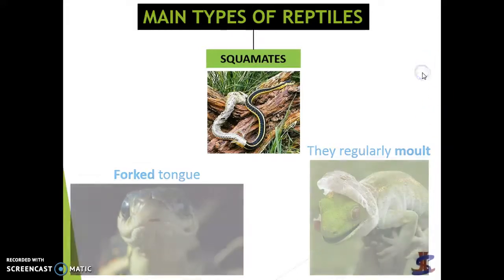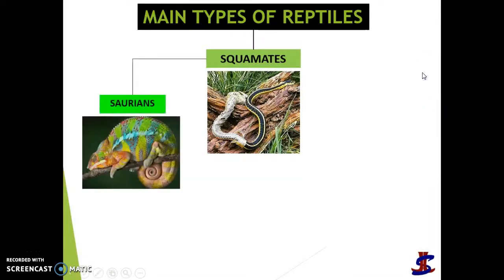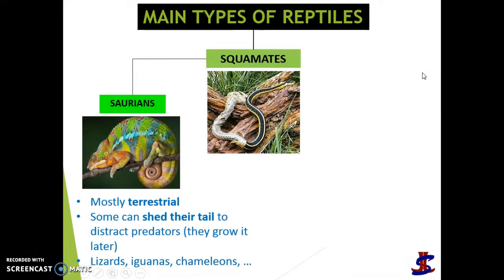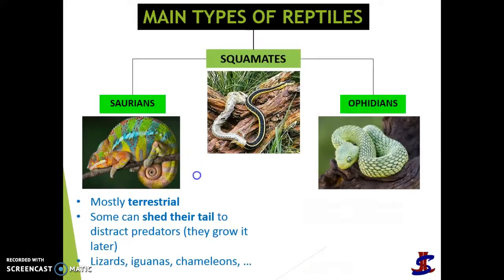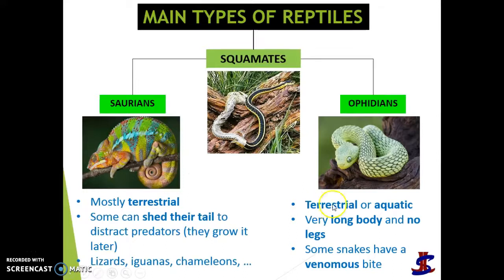Okay. The two main groups: saurians are mostly terrestrial. Some of them can shed their tails to distract predators, and the tail grows back later. Some examples are lizards, iguanas, chameleons. And then ophidians can be terrestrial or aquatic. They have a very long body and no legs. And as you know, some snakes have a venomous bite.